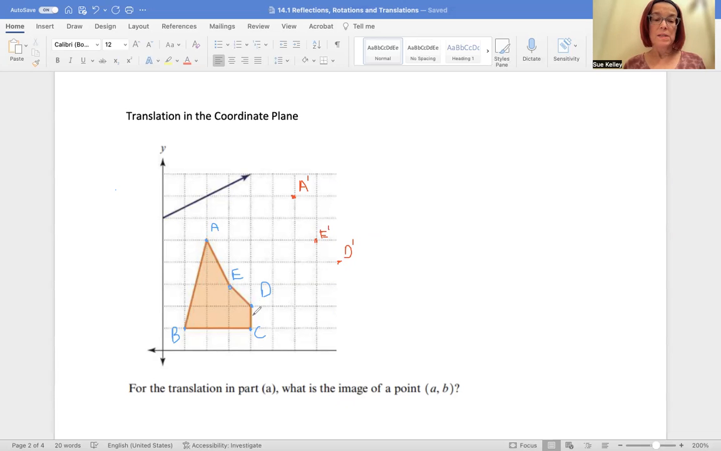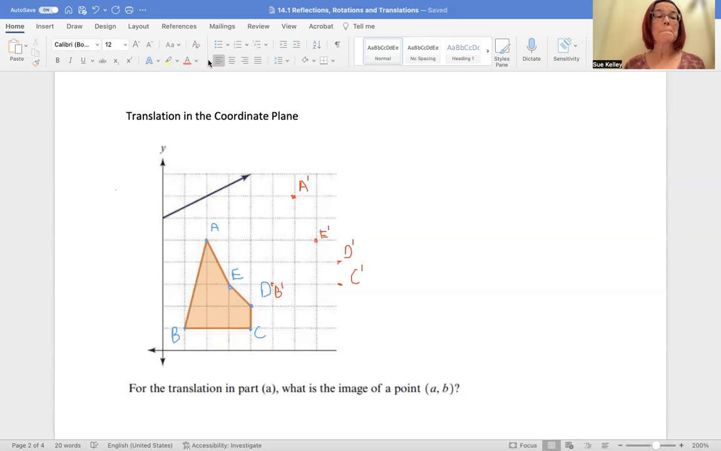And the same thing with C. You can also see the relative distance here between D and C. So you know that C is going to be right here. C prime, sorry. C prime. B, 1, 2, 3, 4, and up 2. D prime is going to go right there. I'm sorry, B prime.